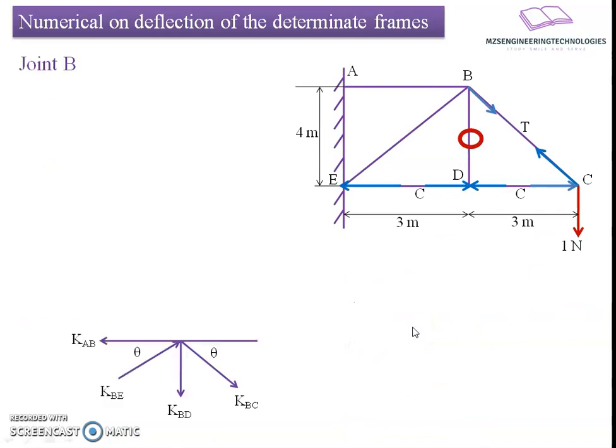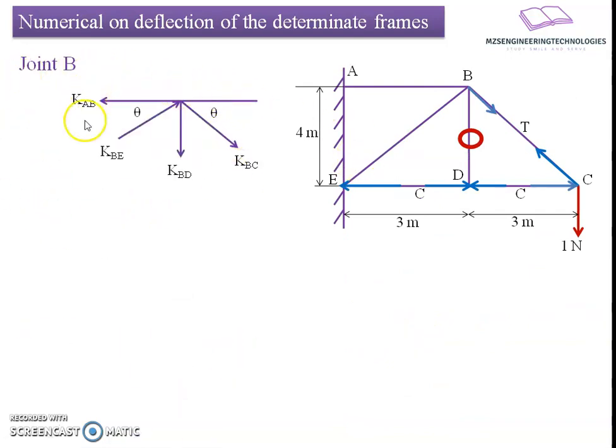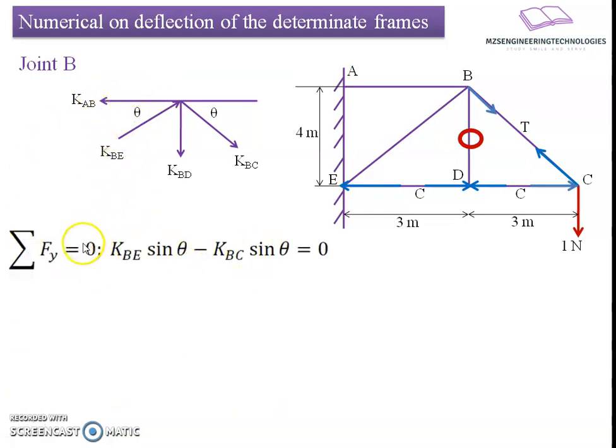The next joint is joint B. If we prepare the free body diagram, there are 4 forces here: KBC, KBD, KBE, and KAB. Among these, KBC and KBD are known to us from the previous analysis. Only KAB and KBE are unknown forces. If I take equilibrium along the vertical direction, we can say KBE sine theta minus KBC sine theta minus KBD. KBD is 0, that's why it is not placed in the equation. From this relation, we can say KBE and KBC are equal in magnitude, and they are compressive in nature.